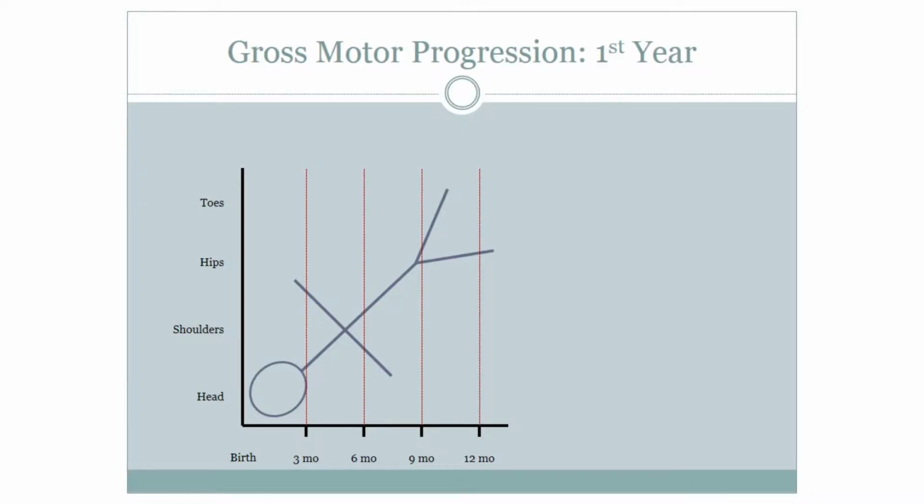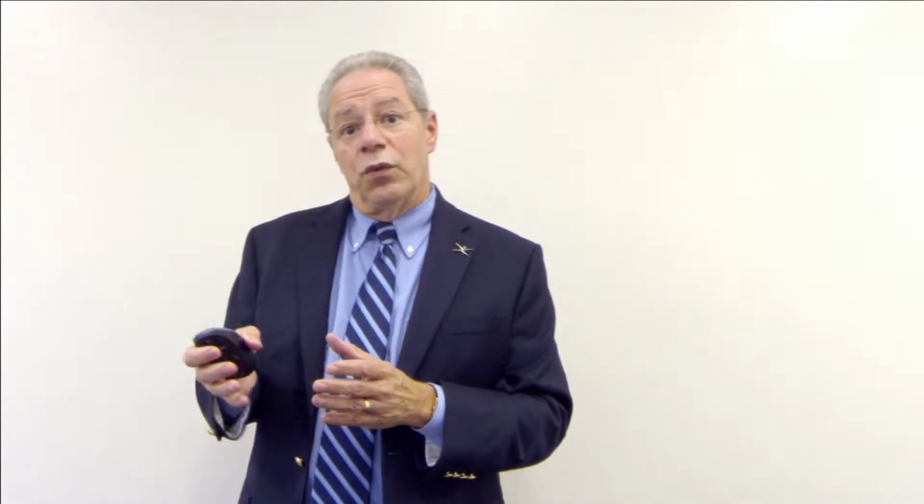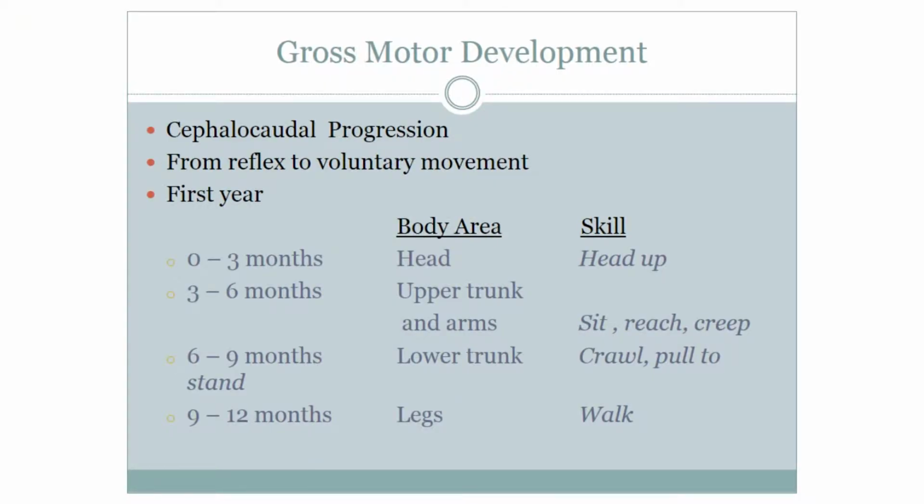As this diagram shows, the first 3 months we control head and neck. By 6 months we're working with the upper trunk, the shoulder girdle, and freeing the hands. By 9 months we incorporate the pelvic girdle and the knees, and by 12 months we incorporate the legs and the feet. So if we look at how this leads to a skill, we know that head control occurs by 3 months. The child may hold a sitting position, may reach, may begin to creep by 6 months.